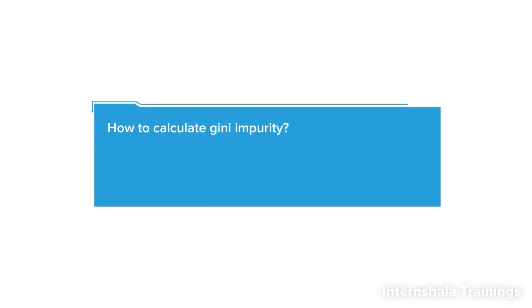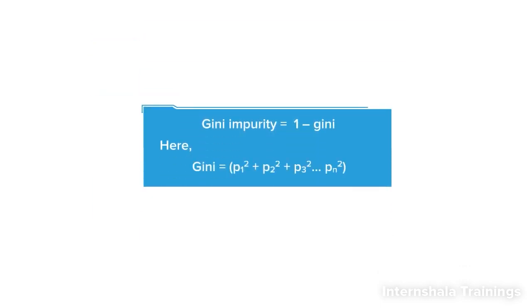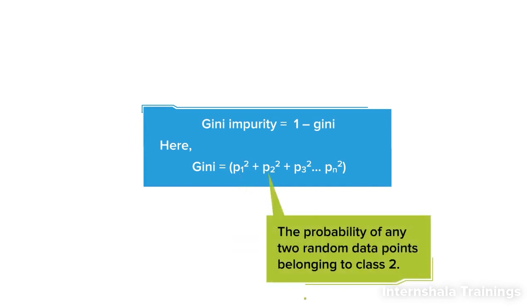Let's now look at the steps to calculate Gini impurity of a split. First of all, we need to calculate the Gini impurity for subnodes. As we have discussed earlier, Gini impurity is calculated as 1 minus Gini. Here, Gini is the sum of squares of success probabilities of each class or category and is given as P1 square plus P2 square and so on till Pn square, considering there are n classes. Further, P1 represents the probability of any 2 random data points in the node belonging to class 1. P2 represents the probability of 2 random data points belonging to class 2, and so on.